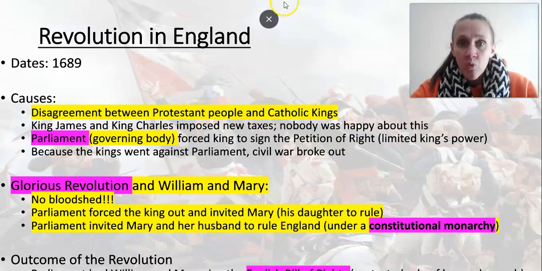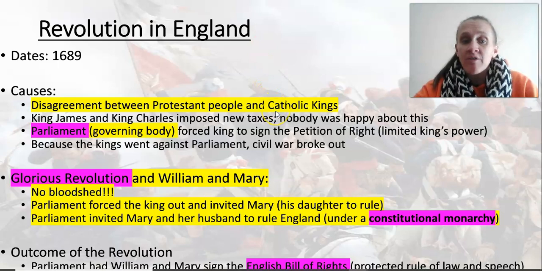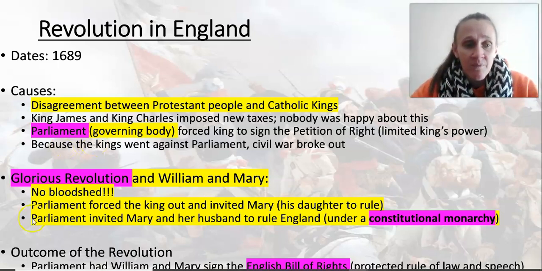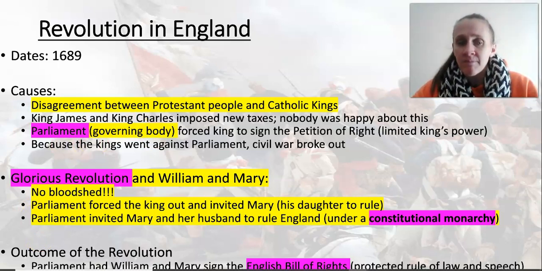And then what you will see happen is, as a result of this revolution, Parliament will get William and Mary to sign the English Bill of Rights. This will protect people's rights and their freedom to speech. And because Parliament allowed William and Mary to take over, they're willing to do a lot that Parliament asks because they're kind of the ones that put them there. Okay, so that's the revolution in England. It's pretty short and sweet.